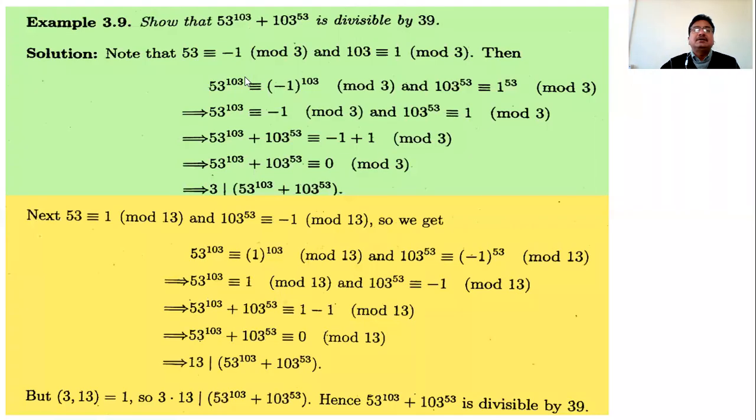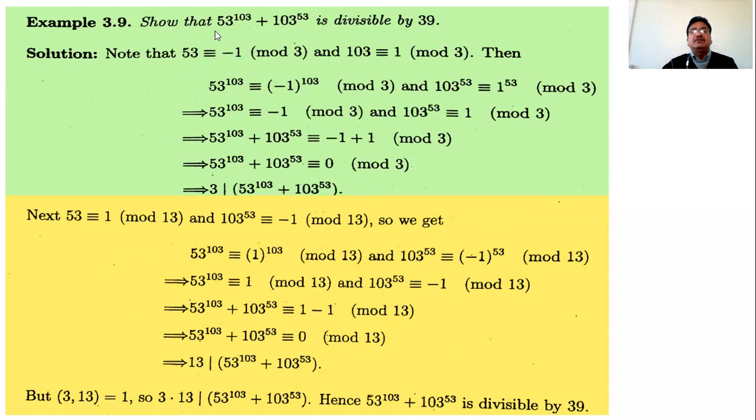Next problem is: show that 53 raised to 103 plus 103 raised to 53 is divisible by 39. So we treat this 53 raised to 103 first. 53 is congruent to minus 1 modulo 3, because what is 53 minus 1? That is 53 plus 1, and 53 plus 1 is 54, and 3 divides 54. We find this minus 1 by the trial and error method.